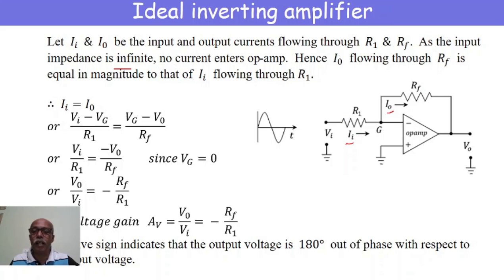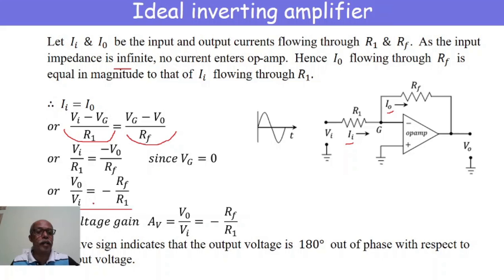But Ii is equal to Vi minus Vg divided by R1, and this Io is Vg minus Vo divided by RF. Since Vg is the virtual ground, the potential at that point is 0. Therefore, the above relation becomes Vi by R1 is equal to minus Vo by RF. Rewriting this, we get Vo by Vi is equal to minus RF by R1.